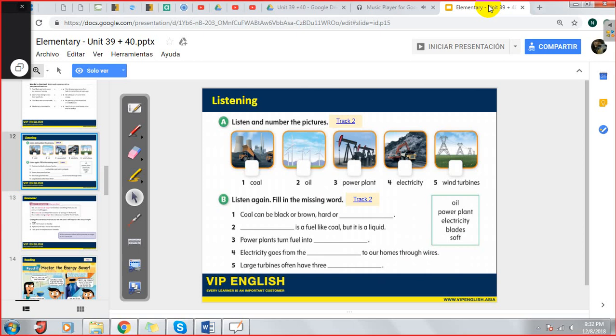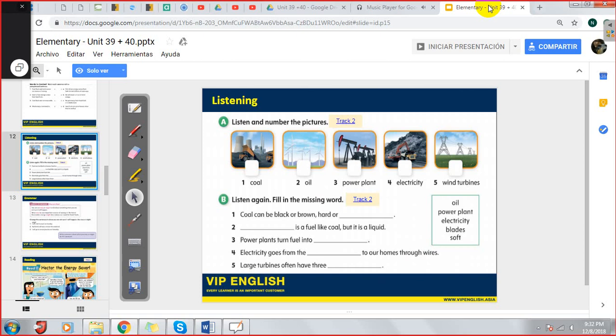3, Power plants turn fuel into electricity. The fuel can be coal or oil or something else. The power plant burns the fuel and makes power for us to use. That's why it's called a power plant.